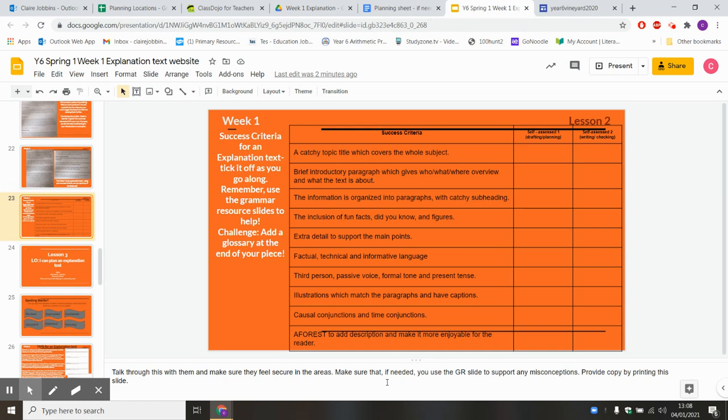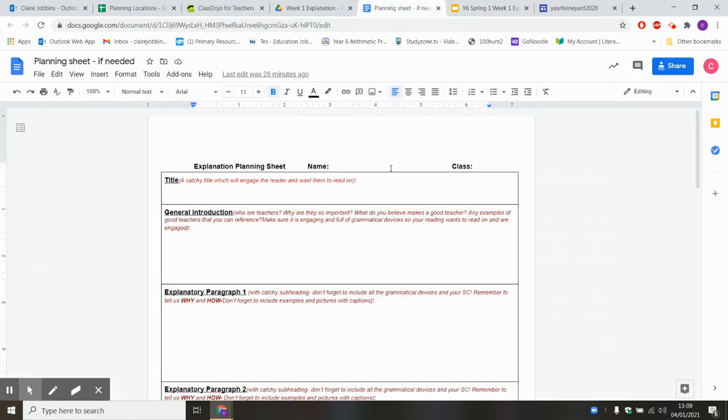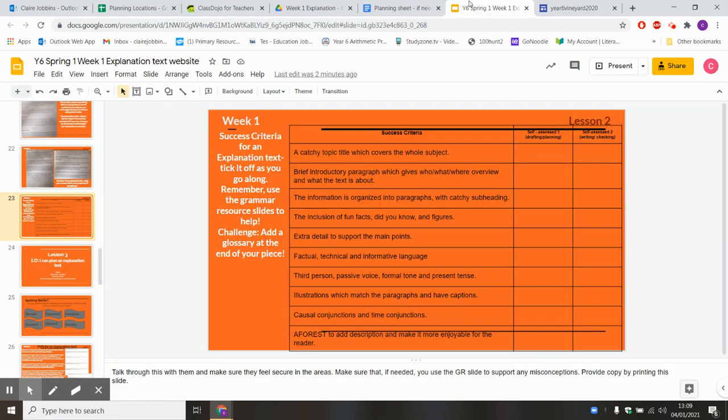Now, like I said, please print a copy of this slide off as well, because it'd be really important that whenever you are writing any of this, you either have it up in front of you or you have it next to you for when you're planning, particularly on that planning sheet. Now, like I said, you do not have to use this planning sheet if you do not want to. You can just use it as a basis for your writing. Now, as I've said before, if you are stuck on anything, please do not hesitate to get in contact with us. We are here to help you.